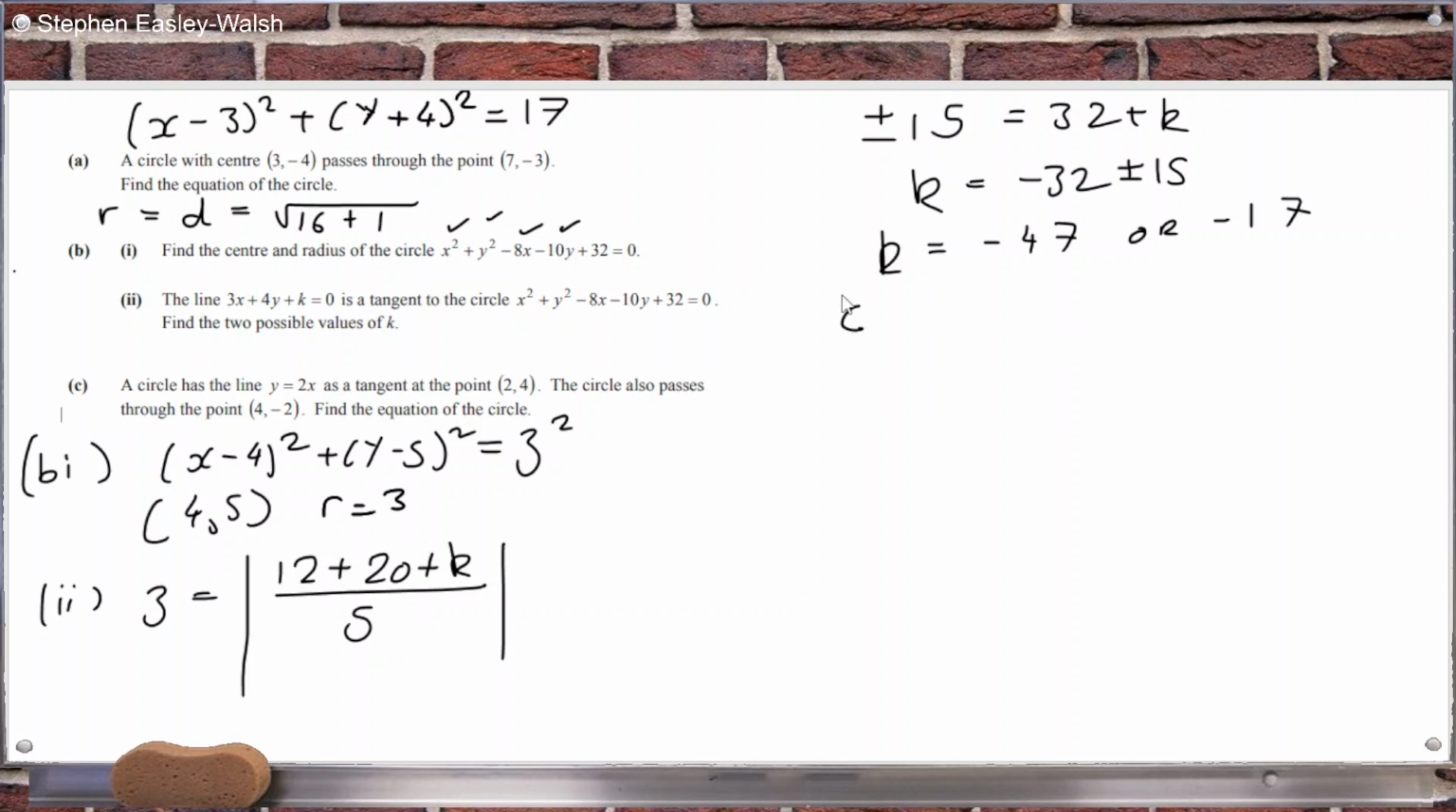Okay, C. A circle has the line y equal 2x as a tangent at the point 2, 4. The circle also passes through the point 4, minus 2. Find the equation of the circle. Well, let's draw this. So we know at this point here, 2, 4, we have the line with slope 2 passing through the origin is a tangent. And we also have this other point here.